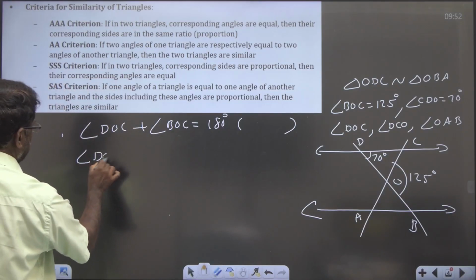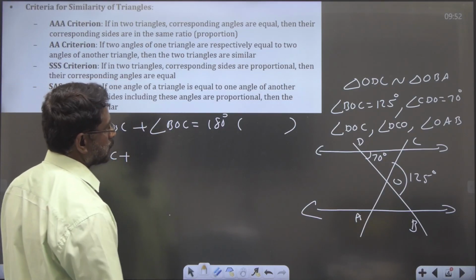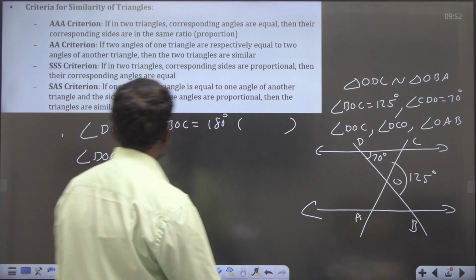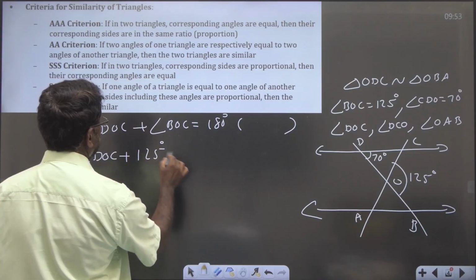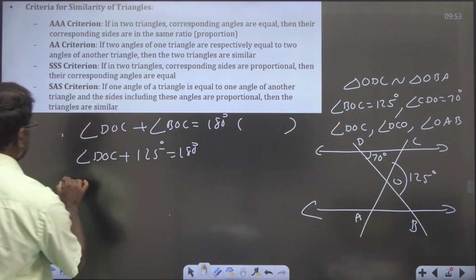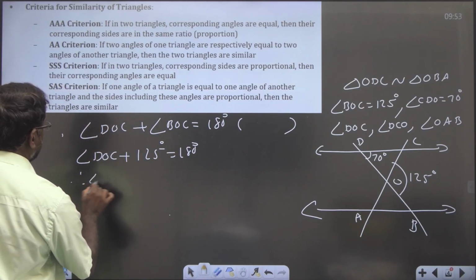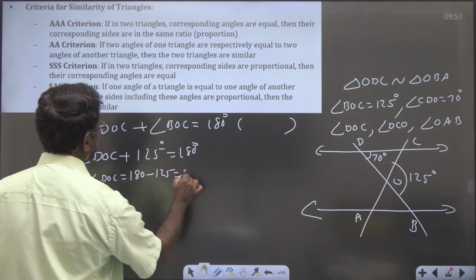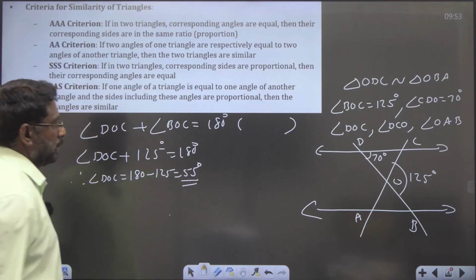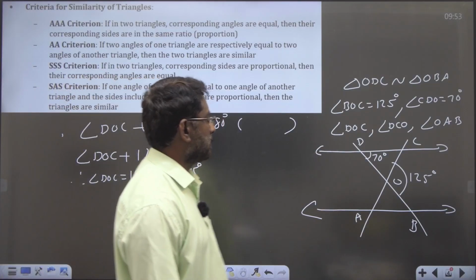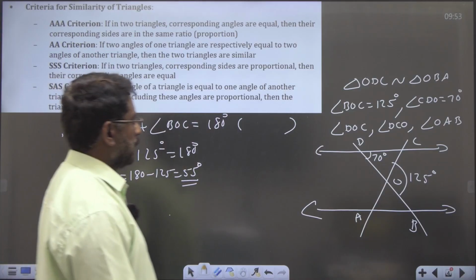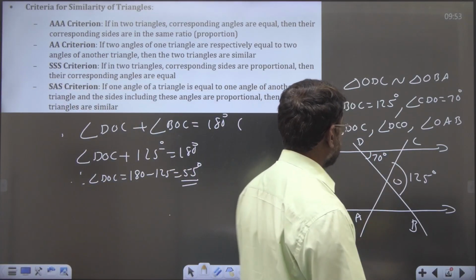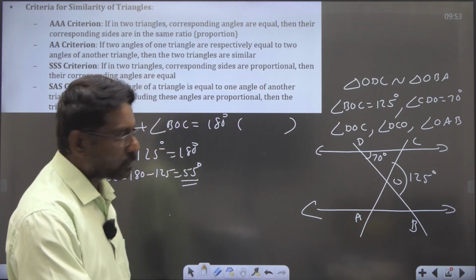So angle DOC plus angle BOC, that is given in the figure, 125 degree, equal to 180 degree. Therefore, angle DOC equal to 180 minus 125, that is 55 degree. 55 degree is the answer. Then next question, we have to find out DCO also.